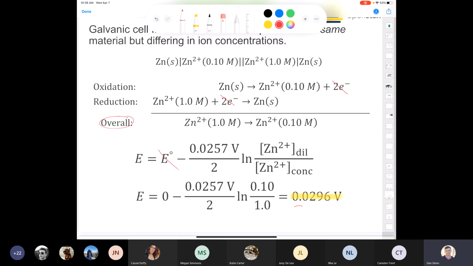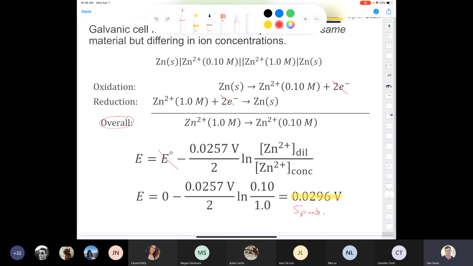This reaction is spontaneous the way it's written. Does that make sense? Absolutely it does. Based off of Le Chatelier's principle, we have a more concentrated solution, which should be going to a more dilute solution. That totally makes sense, right? If we increase the concentration of the reactants, it's going to push the reaction to the right. If we decrease the concentration of the products, it's going to push the reaction to the right. So it makes sense that it's a spontaneous reaction.